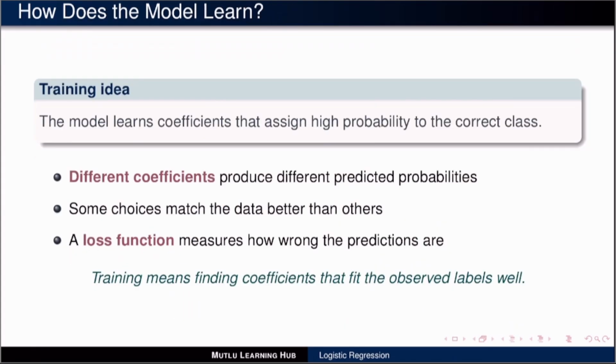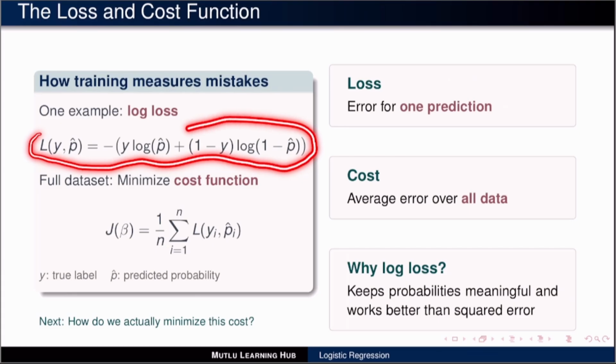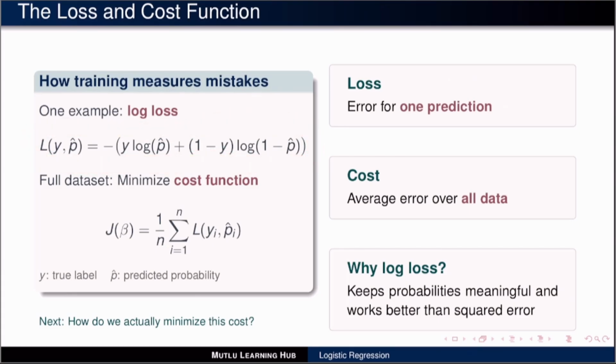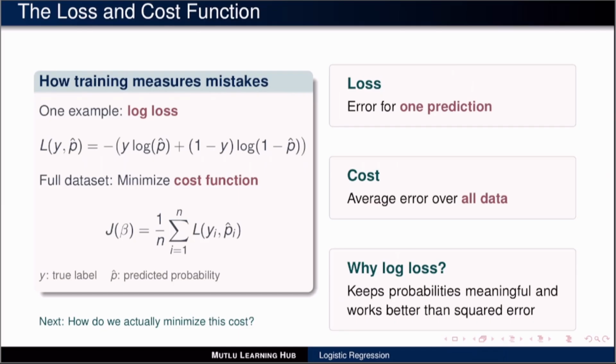So, how does the model learn? It tries different coefficients. Each choice gives different probabilities. Some match the data better than others. So we need a way to measure how good or bad our predictions are. That's where the loss function comes in. For a single prediction, we use something called log loss. It penalizes wrong predictions, especially confident wrong ones. Then we average this over the whole dataset to get the cost function. Training means finding the best coefficients that minimize this cost.